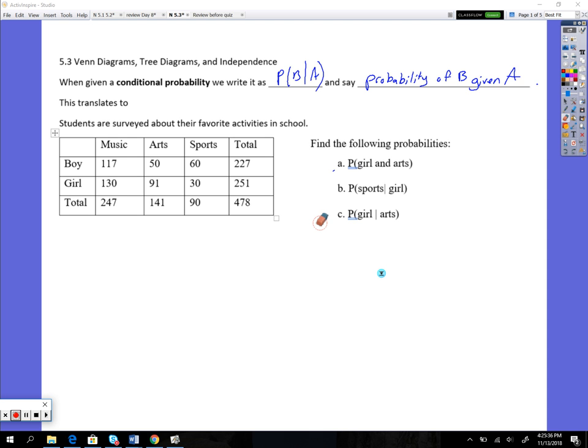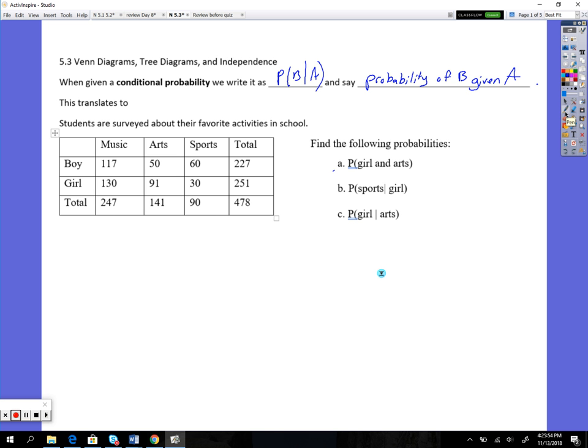We are talking about section 5.3, talking about Venn diagrams, tree diagrams, and independence and probability. So hopefully you're watching this video if you were either absent on this day or maybe you just needed a little refresher. So I'm going to go through the notes with you. Some of it we'll skip through.